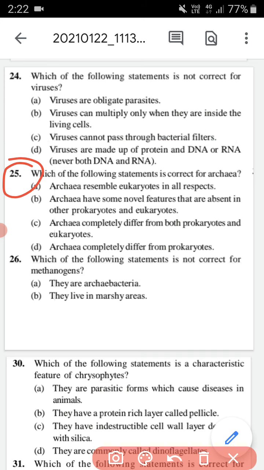Now we have to move on to question number 25. Which of the following statements is correct for archaea? For archaebacteria, archaea resemble eukaryotes in all aspects. Archaea have some novel features that are absent in other prokaryotes and eukaryotes. Archaea completely differ from both prokaryotes and eukaryotes, or archaea completely differ from prokaryotes. So the correct option for this is option B. Archaea means archaebacteria. Okay, so archaea have some novel features that are absent in other prokaryotes. Okay.